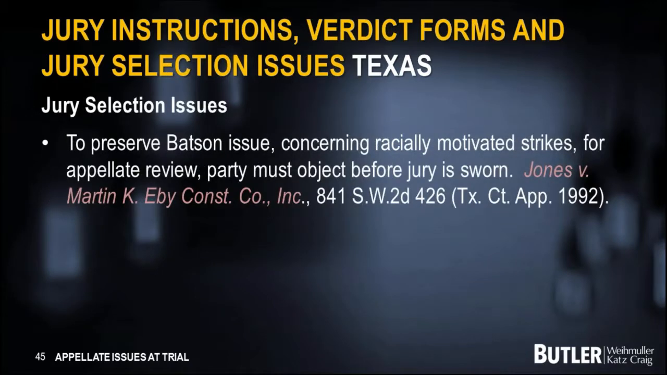Jury selection issues. In Texas, they have case law, basically the Batson issue, which is when you believe that there are racially motivated strikes to certain jurors. For appellate review, you must make those type of Batson issue objections before the jury is sworn. And that's the Jones v. Martin case. It's an appellate court case in Texas.